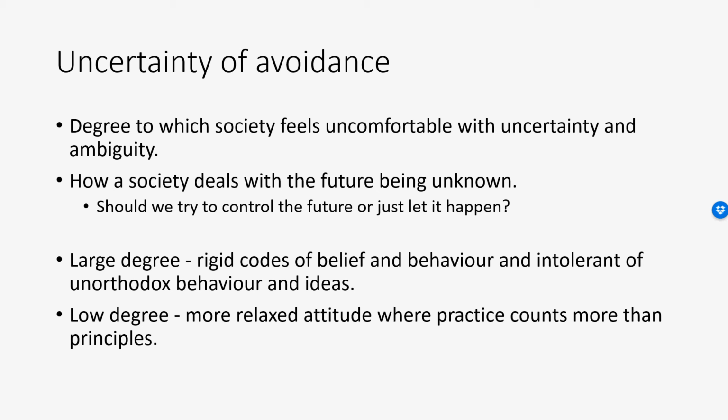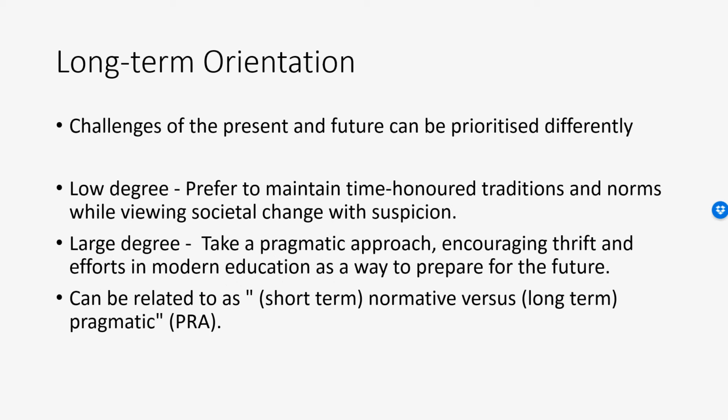In terms of uncertainty avoidance, this represents the degree to which society feels uncomfortable with ambiguity and risks. Societies with a high level of this dimension tend to be more conservative, while those with a low level are more willing to take risks and feel more comfortable with uncertainty. The last dimension is related to time orientation in projects. Societies with a low score tend to be more conservative and maintain time-honored traditions, while a high score means that society is more pragmatic and has a short-term orientation.